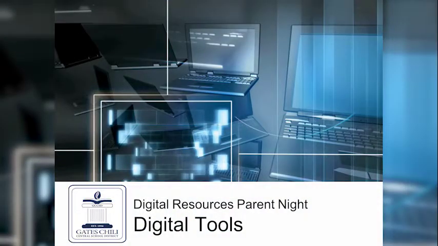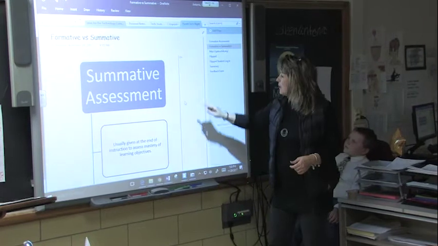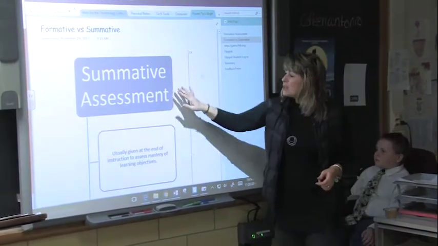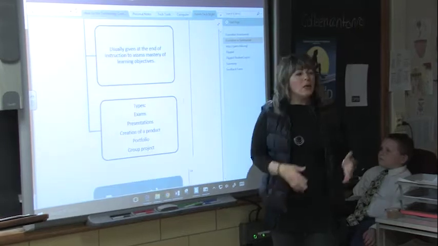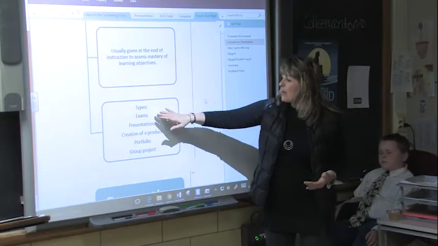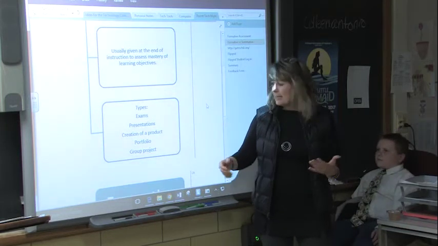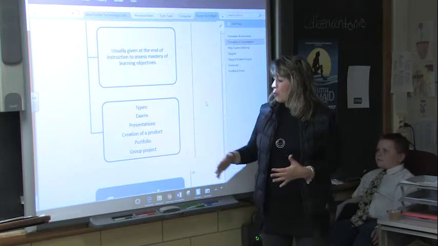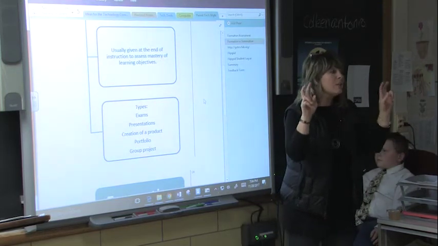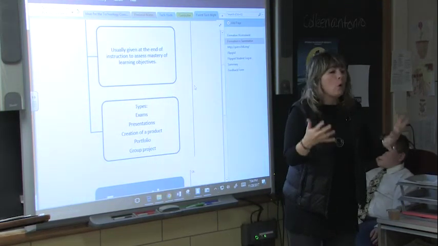If you're older than 20 and you're in this room, we're used to summative assessment. Can you pull that up for me a little bit? So summative assessment is when we were always tested at the end of a unit. So we would be given an exam, or we'd have to present something, or do a group project, or have some kind of a product so that we could show our teacher at the end of a 3 or 4 week unit what we learned.